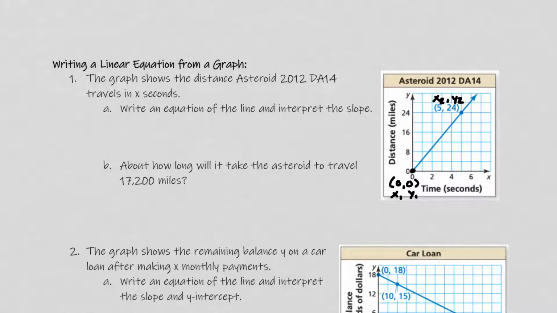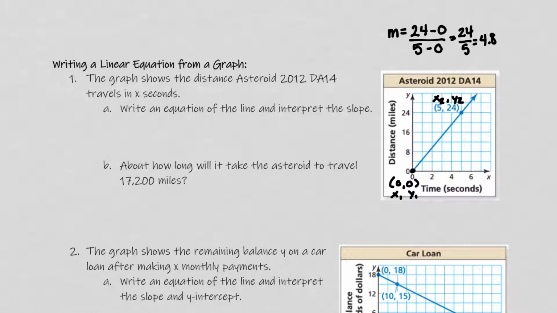So let's first find our slope. I'm going to kind of solve it up here because I don't have a ton of room. It is y2 minus y1 over x2 minus x1. So it's 24 over 5, and that simplifies to 4.8.